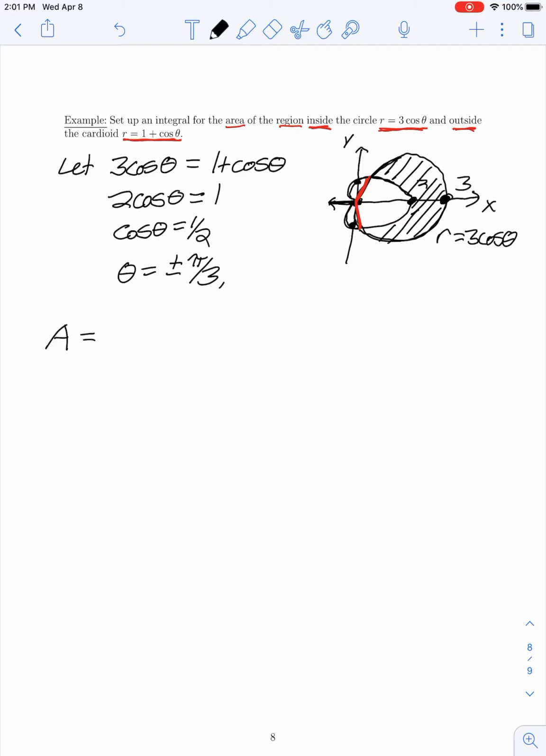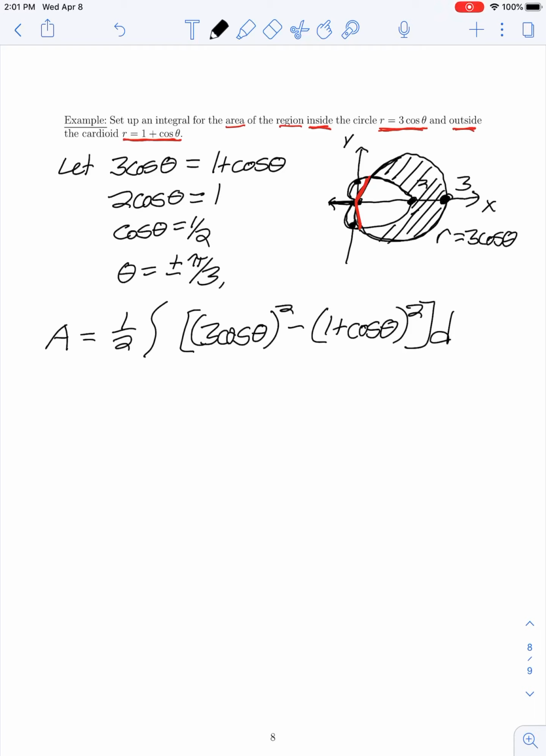The direct approach to find our area would be to integrate 1/2 of our outer curve, which was the circle, 3 cosine of theta squared, minus the inner curve, which was given by 1 minus cosine of theta quantity squared. So we would integrate with respect to theta over the interval where these curves intersected. So in this case, from negative pi over 3 to positive pi over 3.